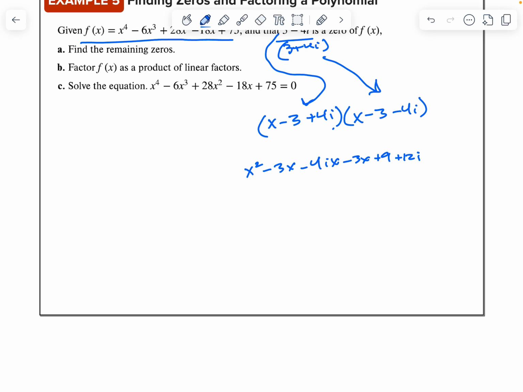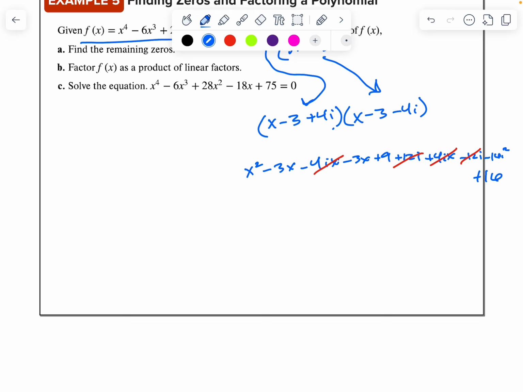All right, now multiply 4i by everything. That would be plus 4ix minus 12i minus 16i squared. The good news is I see some things that cancel out here. The minus 4ix and plus 4ix. The plus 12i and minus 12i. All right, this is looking much better. This is the same thing as a plus 16, right? Minus 16i squared is the same thing as plus 16.